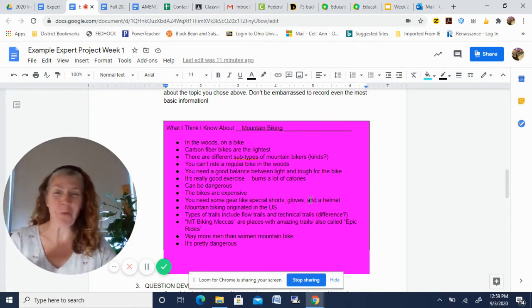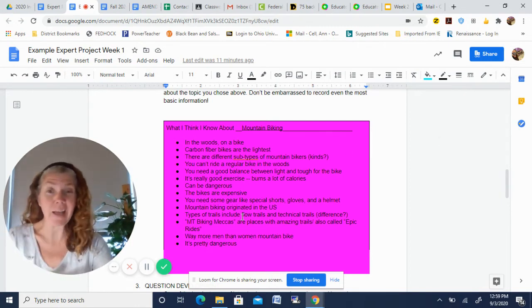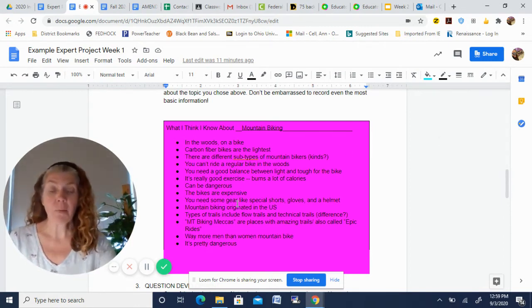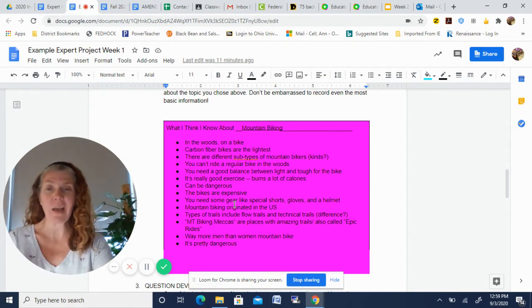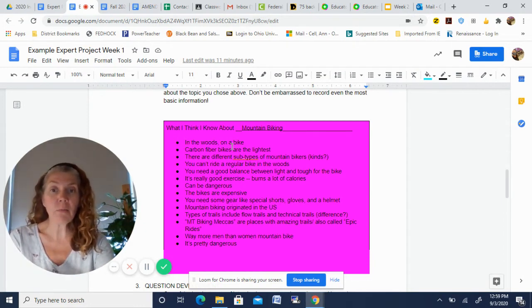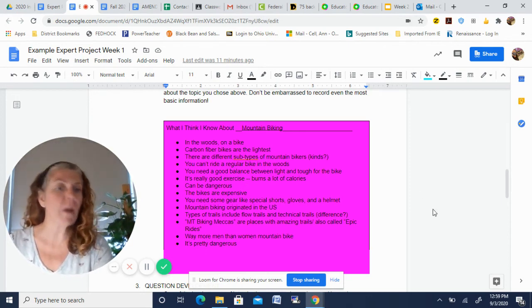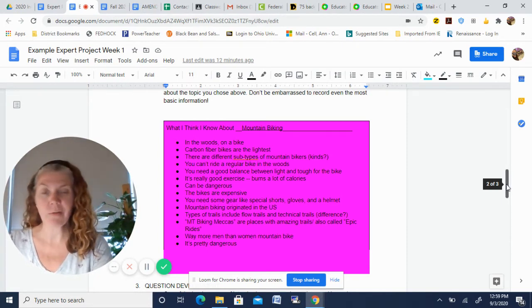Well, I actually know what mountain biking is. So why would I ask that? I could say that in my project. I don't need the expert to tell me that. I know what it is. You're on a bike in the woods, right? That's mountain biking. So I put down what I could come up with in 15 minutes that I know about mountain biking. It wasn't a huge list, but I do live with a mountain biker, so I do know a little bit about it.